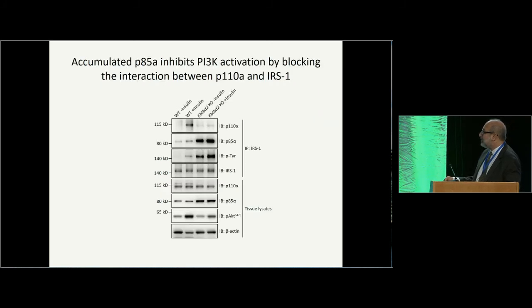I want you to notice that if there is an excess of P85 alpha, if we do a pull down with the insulin receptor substrate 1, then you find that the active subunit of PI3 kinase is not phosphorylated as it is under normal circumstances in the wild type. And it's this failure to phosphorylate the P110 subunit that interrupts insulin signaling.